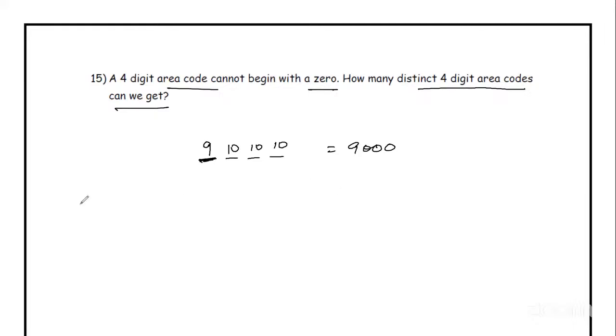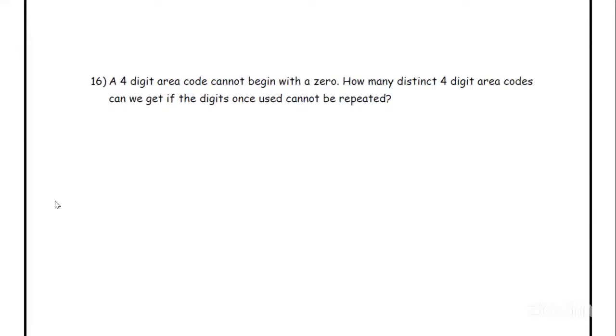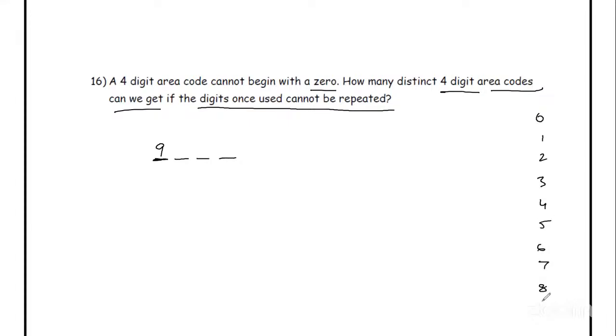Okay. Going on to question number 16. A 4-digit area code cannot begin with a 0. How many distinct 4-digit area codes can we get if the digits once used cannot be repeated? Now, here, you cannot have a digit once used repeated. So put 4 dashes first. You know it cannot begin with a 0. So there are 9 options here, 1 to 9. Remember, the digits are 0, 1, 2, 3, 4, 5, 6, 7, 8, and 9. So 0 is not there in the first position. It cannot begin with a 0.